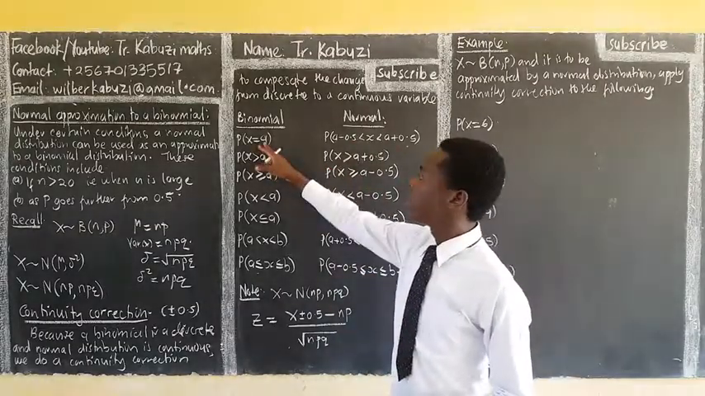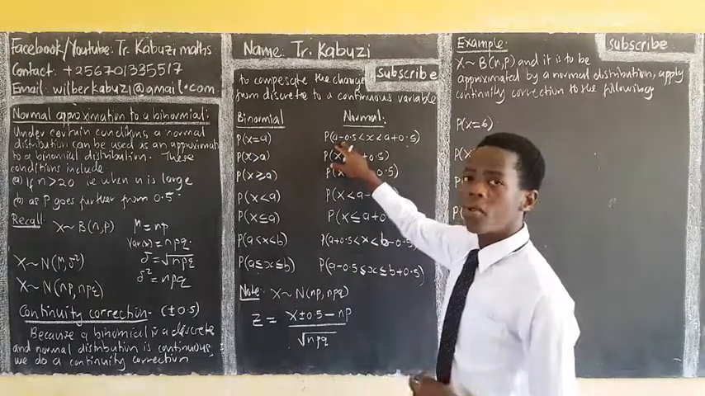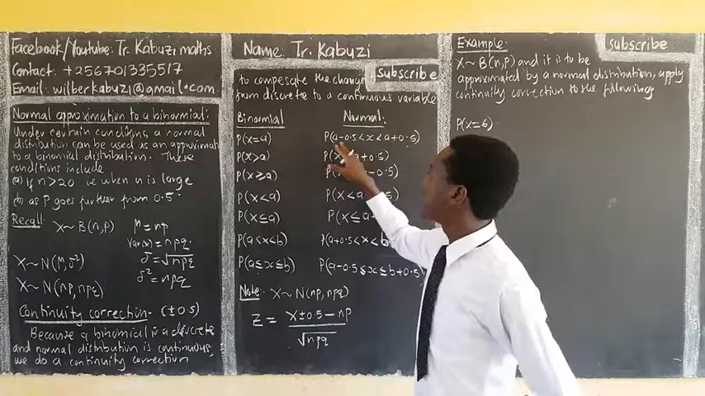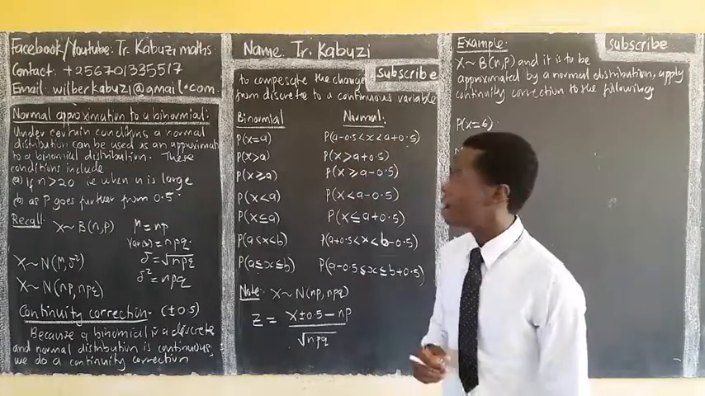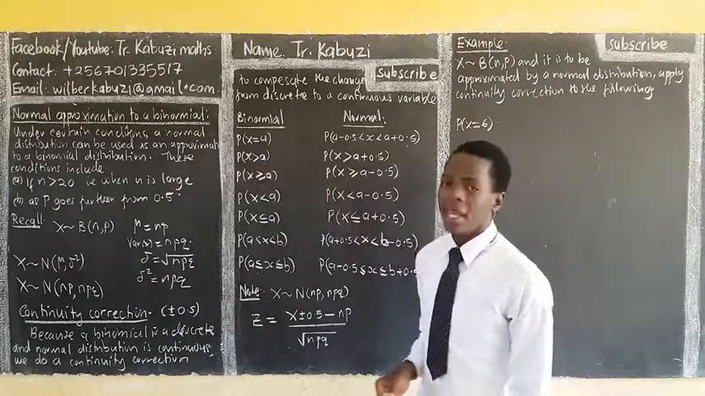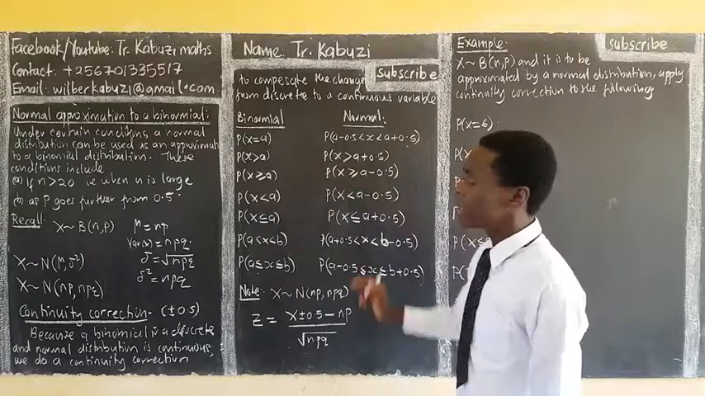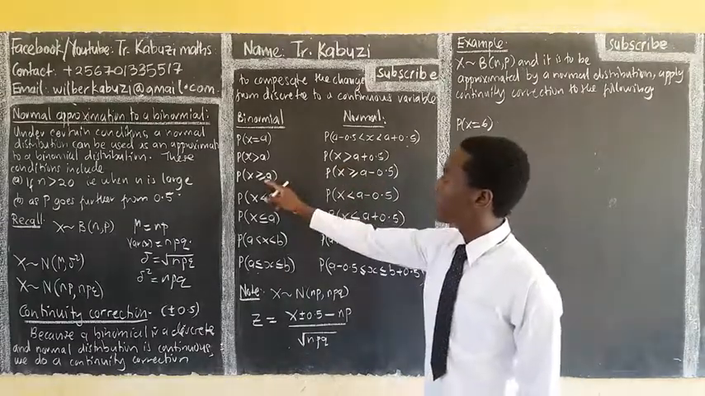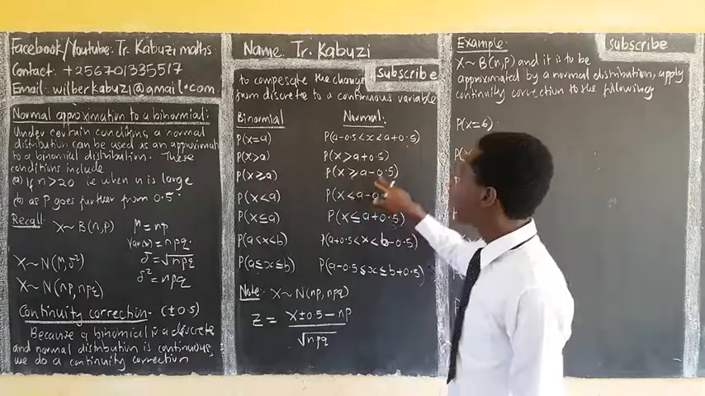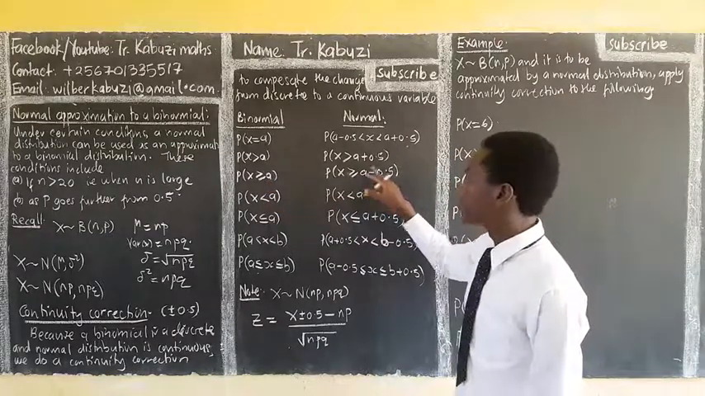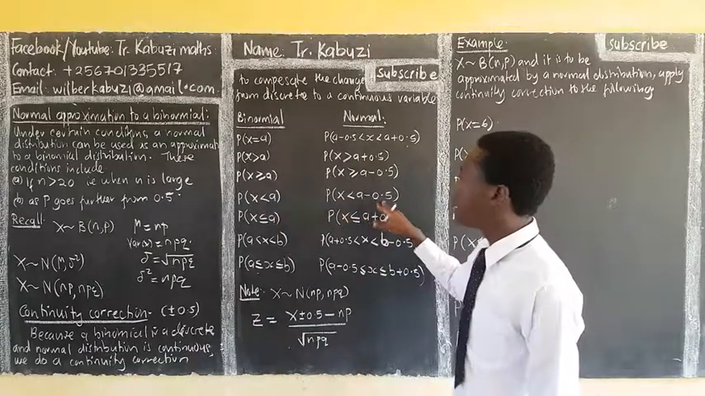When x is equal to a, this is the exact probability. Now in normal, we convert it: we subtract 0.5 and add 0.5. When I have x greater than a, I add 0.5 to it. This is how I write it in the normal. When I have x greater than or equal to a, this time round I subtract. When I have less than a, I subtract.